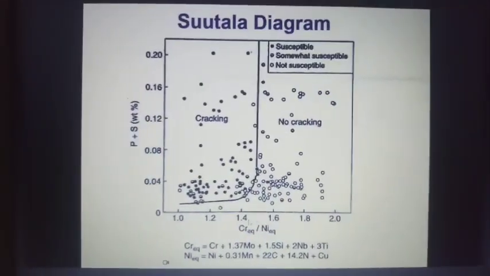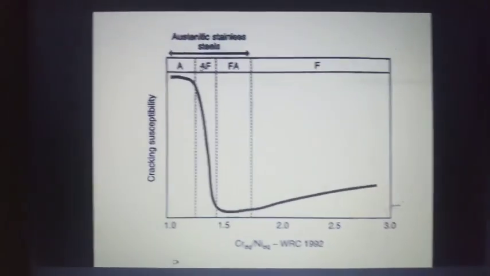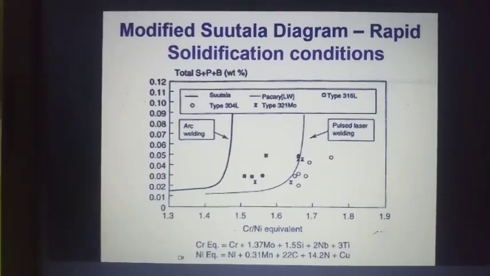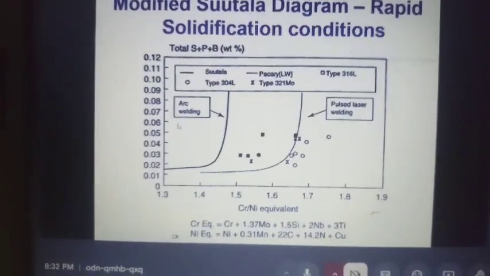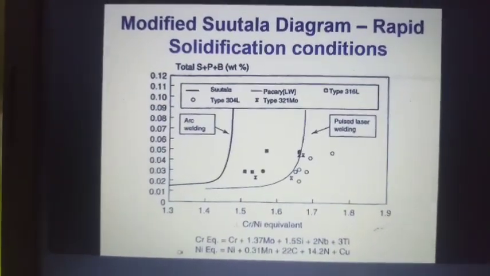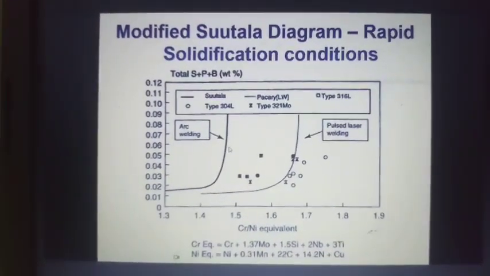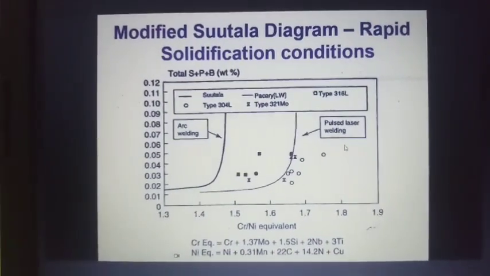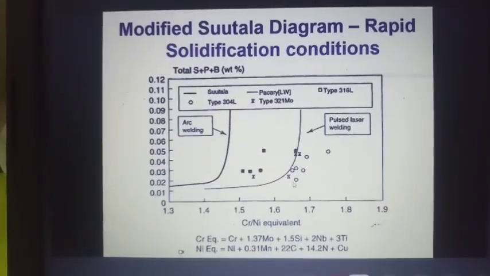Lower chromium and nickel means the solidification mode transforms to either austenite or austenite-ferrite, and then automatically you end up in cracking. Now there is a modified diagram for rapid solidification conditions, that is arc welding, which is a normal process. You can maintain 1.4 or 1.5 at the borderline. But for a process with high heat input and faster cooling, you need a higher chromium equivalent to nickel equivalent.